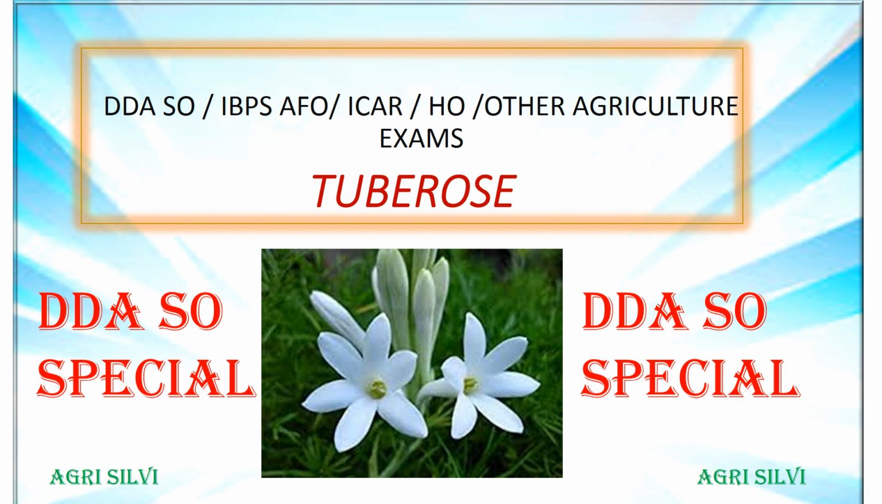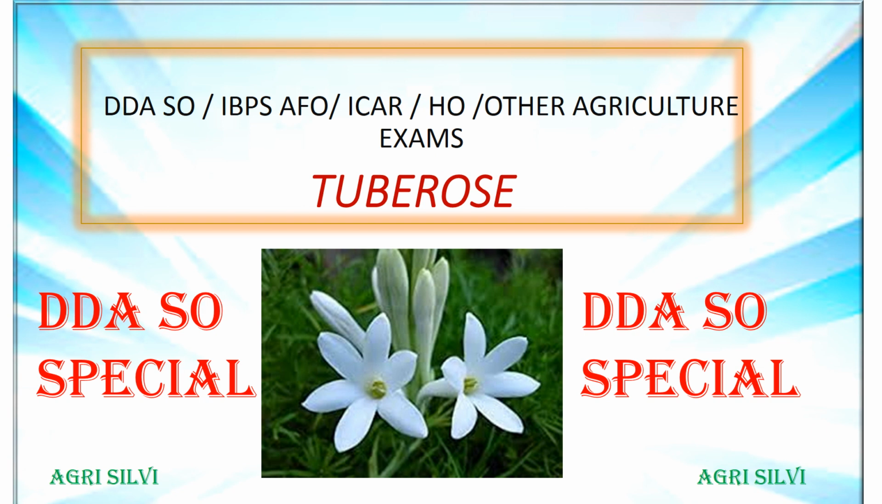So before going to tuberose, you should watch our old videos like chrysanthemum and anthurium so that we can easily compare with tuberose, and it will be quite helpful for you to remember many things like climate, temperature, propagation and many things we can correlate with the chrysanthemum and anthurium. I will provide the link in the description box and also in the last slide. So first watch chrysanthemum and anthurium, then come to tuberose.